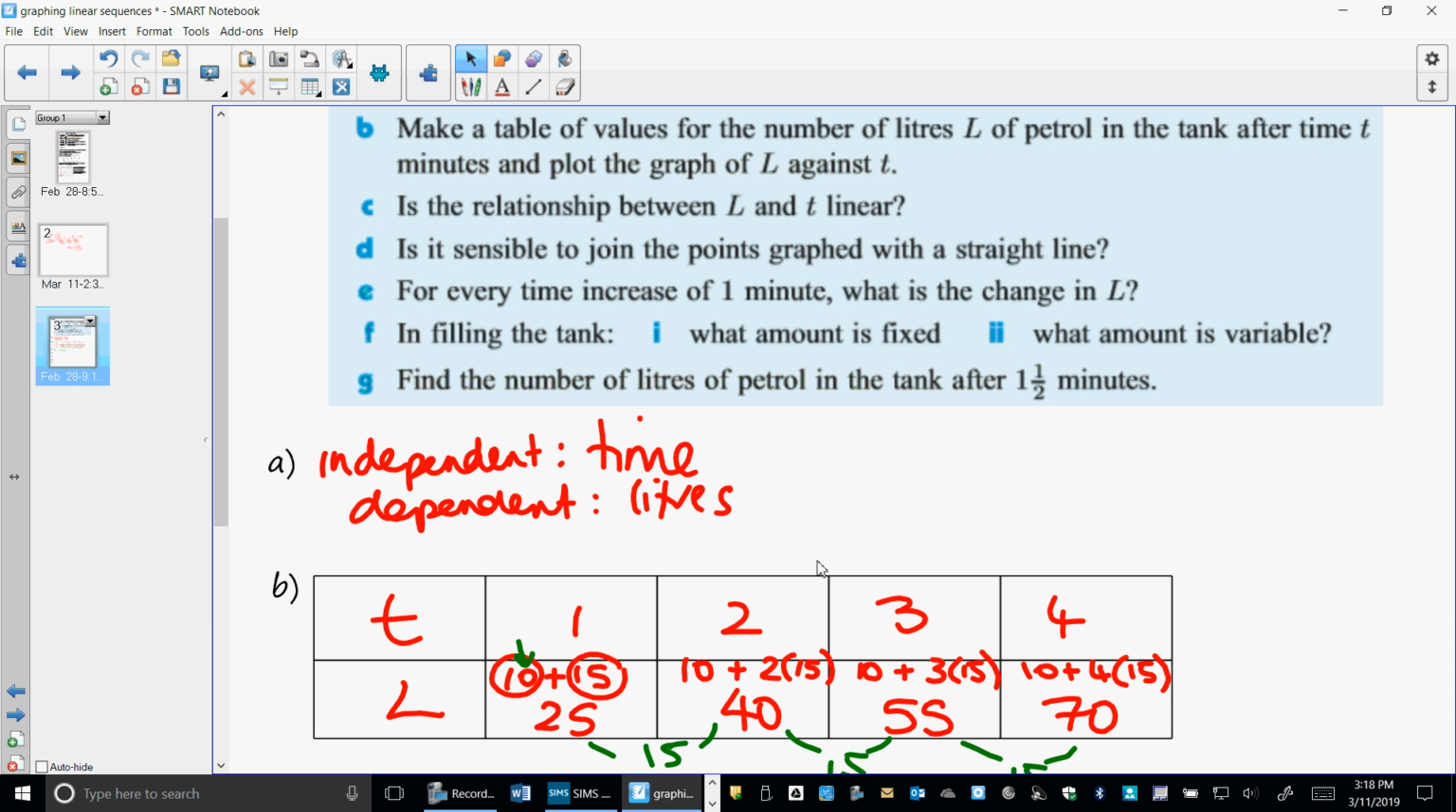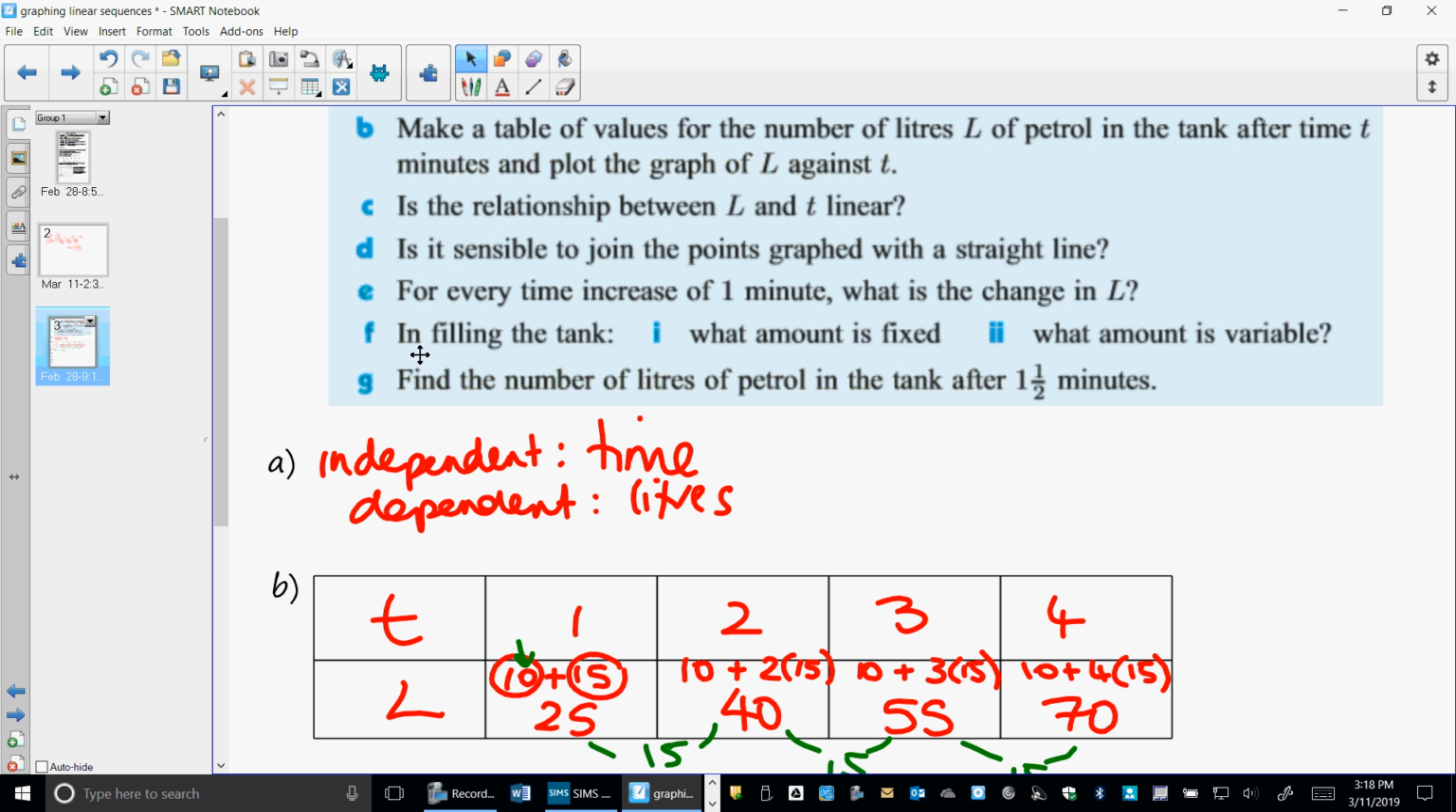Now it then says, for every increase of 1 minute, what is the change in litres? So as each minute increases, what is our increase? Abby? 15. Good, 15 litres. So we're going to write 15 litres. This is part E. For every time increase of 1 minute, what's the change in L? That would be 15 litres, or plus 15.